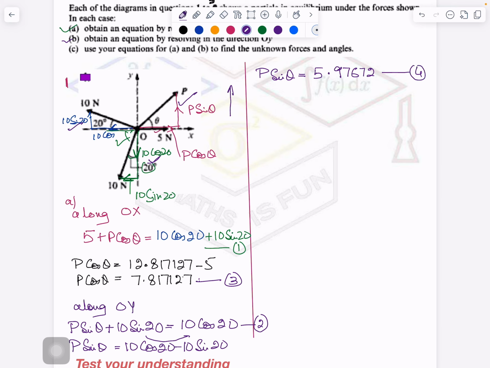Now the target is here in part C, use your equations in A and B to find out the unknown forces. So I can divide equation 4 by 3. Why? Divide equation 4 by equation 3. What comes in your mind? Why I'm doing so? Absolutely right. You can substitute also, your choice, but I am seeing here that sine theta over cos theta will become tan theta and life will be easy for me. So I am dividing it by P cos theta.